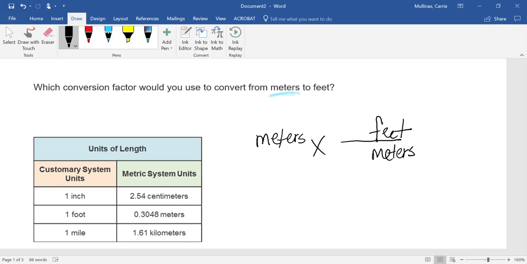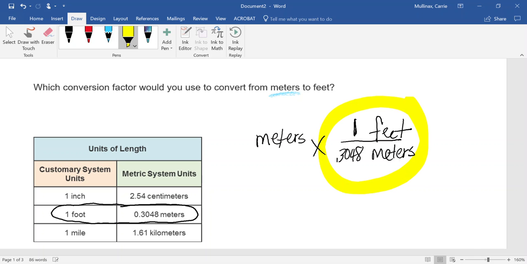And then we would come over here and see what is the appropriate unit rate between meters and feet, and that would tell me where I need to put my numbers. So 1 foot is equal to 0.3048 meters. This is the conversion factor that I would use to convert from meters to feet, and you can see that meters on the top cancels out meters on the bottom, leaving me with an answer in feet.